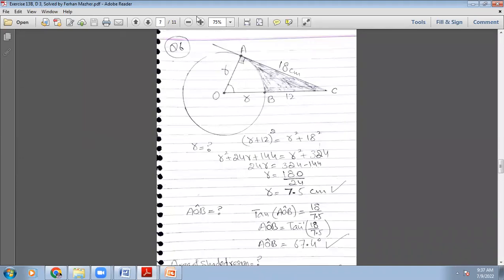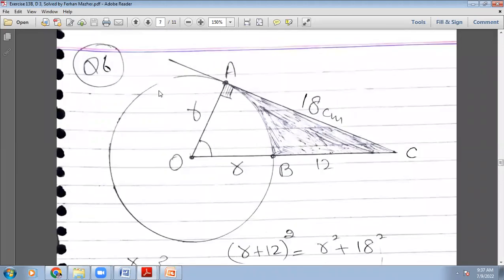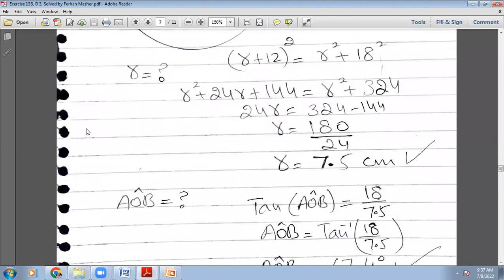Okay. So this is radius. This is R plus 12. This is 18. This is hypotenuse, and we will apply the Pythagoras. Here we go. R plus 12 whole square will be equal to R square plus 18 square. So we will open it. So R square plus 24R plus 144 will be equal to R square plus 324. R square cancelled. So you will have 24R equals 324 minus 144.